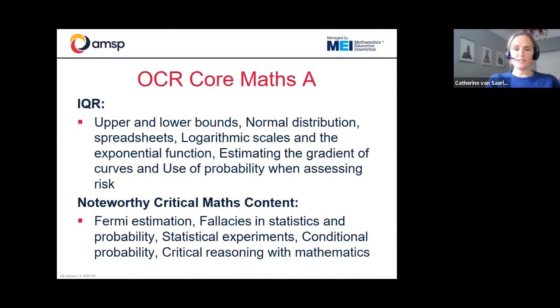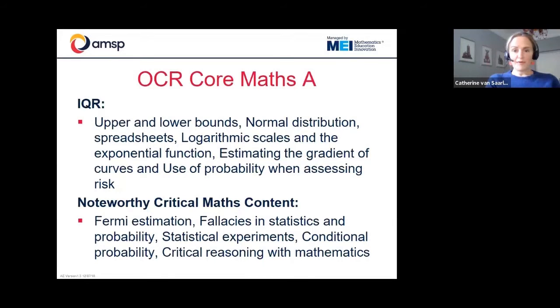Next, we'll move on to OCR, and OCR has actually 2 different options you can choose, Core Maths A or Core Maths B. Both of these papers have Intro to Quantitative Reasoning, which is the first paper, and these are some of the content of those.